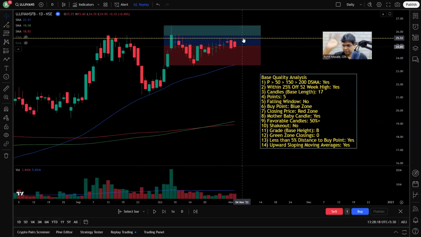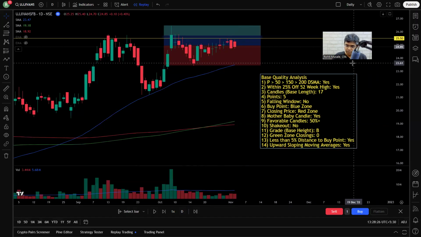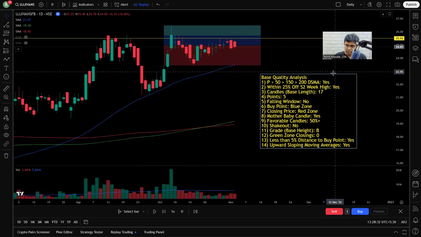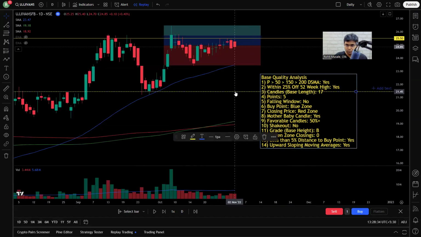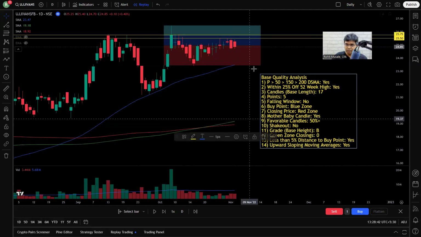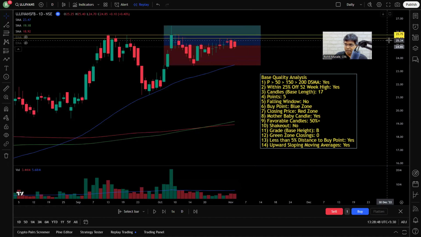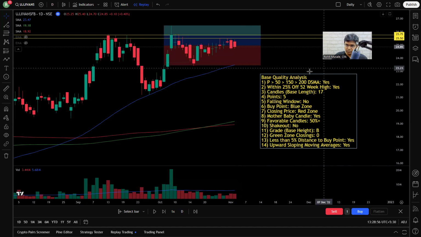If other things were in our favor, I would buy it within a 1% range, right? So 25.50 multiplied by 1.01 is 25.75. That would be my buying range, correct? What would be my target? Target would be 25.50 multiplied by 1.20, which is 30.6.